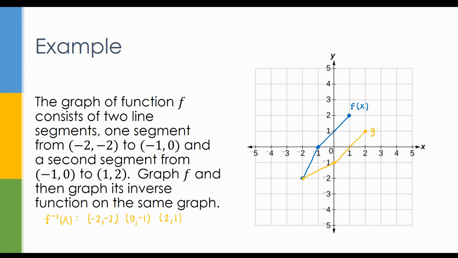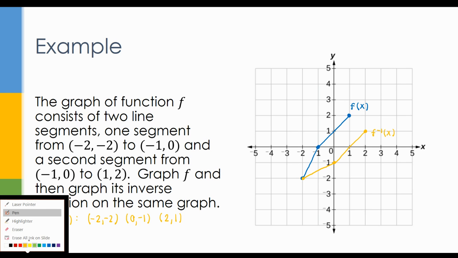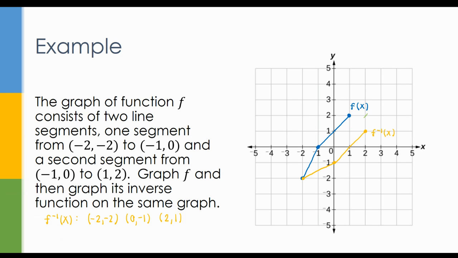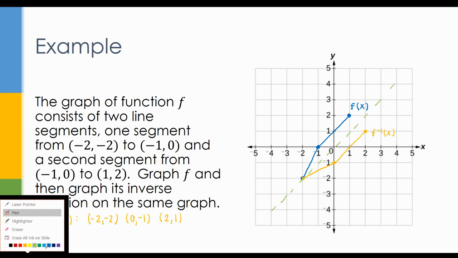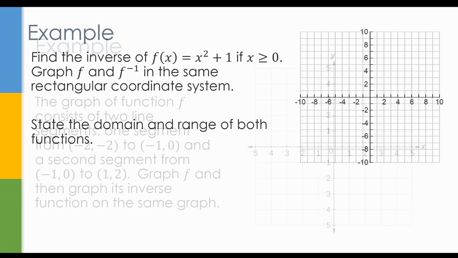All right, so notice that that is, oops, not g of x, but that's my inverse function. Notice that if I was to look at my y equals x line, my graph for my f of x function would fold nicely on top of my inverse function. So that tells me that I graphed this correctly.